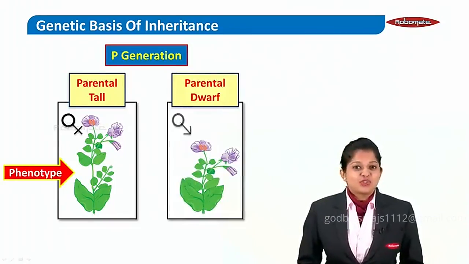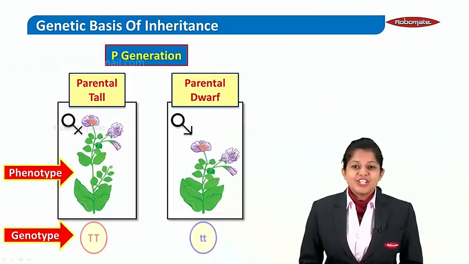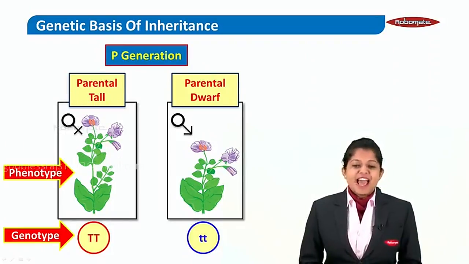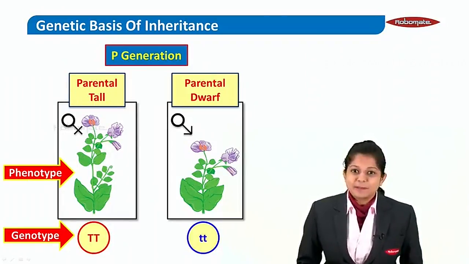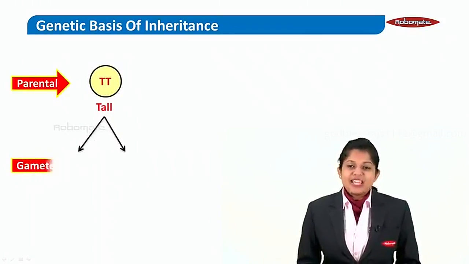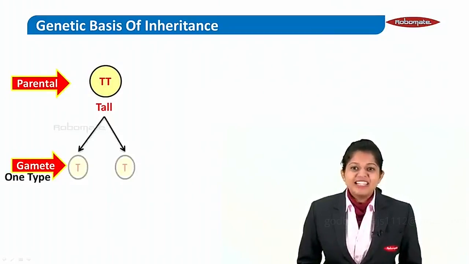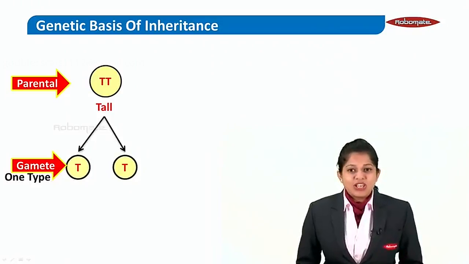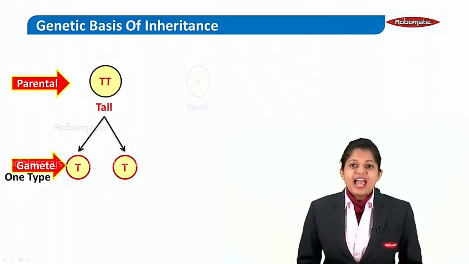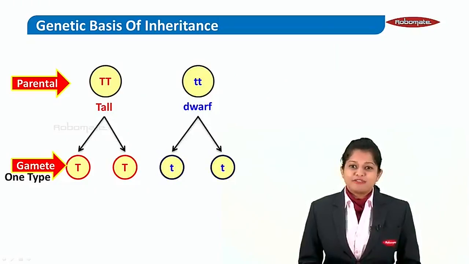dwarf is always chosen to be the male parent, where the parental tall has a genotype of capital T and the parental dwarf has a genotype of small t. This parental generation is further undergoing separation or segregation of gametes. They form only one type of gamete. Both tall will produce only a single gamete for tall, and the dwarf will produce single gametes for dwarf.